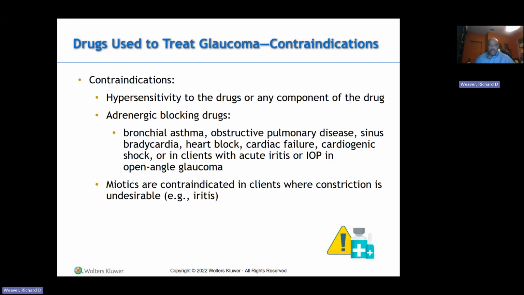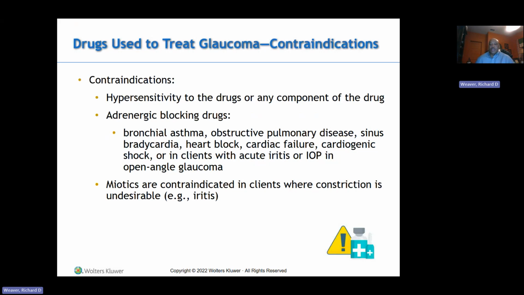Think about these cardiac conditions that were listed here. These adrenergic blocking drugs already tend to lower the heart rate and lower the blood pressure. And so if you give them to patients who have low heart rates, such as bradycardia, heart blocks, or cardiogenic shock and so forth, it can exacerbate those conditions and make them worse.